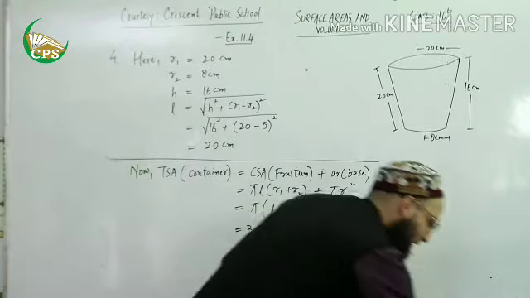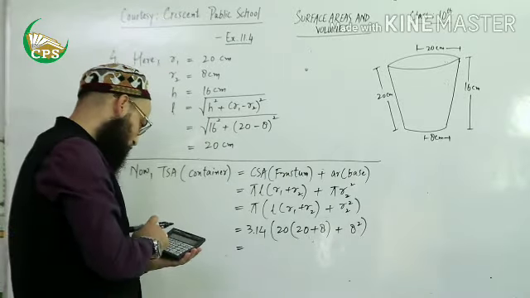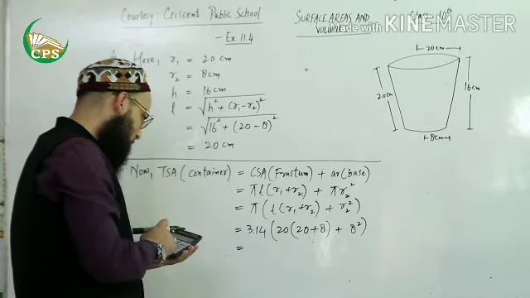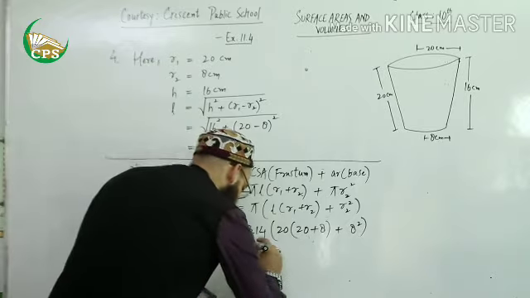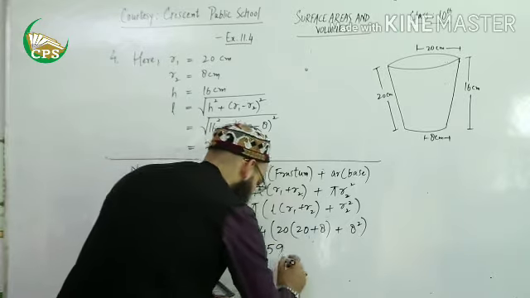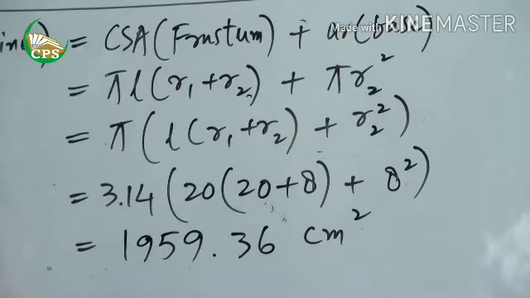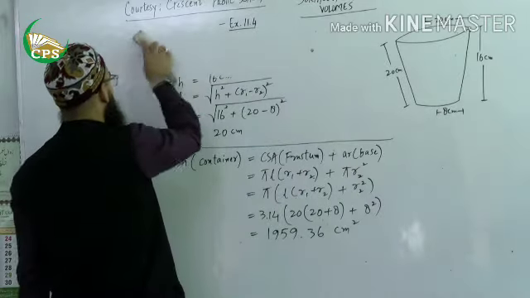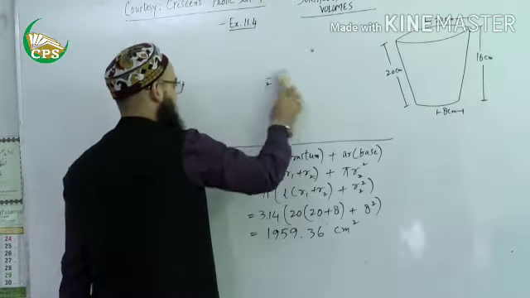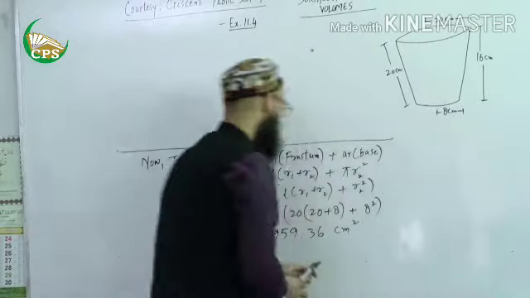Now on solving this, what will I get? That is 28 times 20 plus 64, times 3.14. That will give you 1959.36 square centimeter. And what is this? This is the total surface area of this container. Now let me write it here.